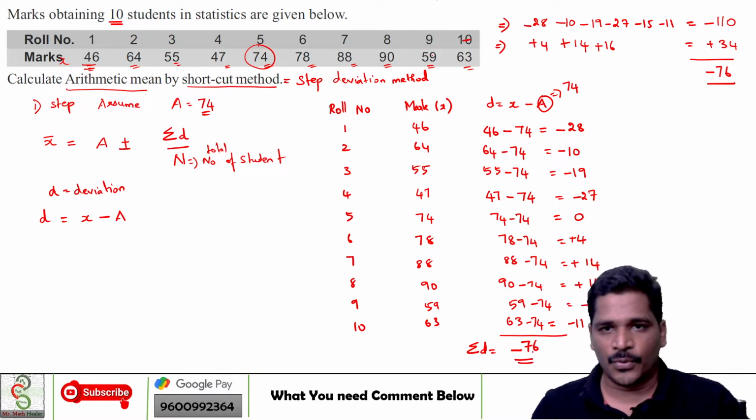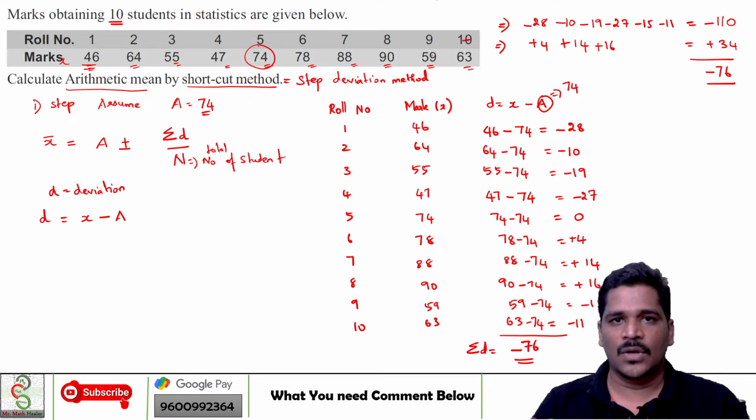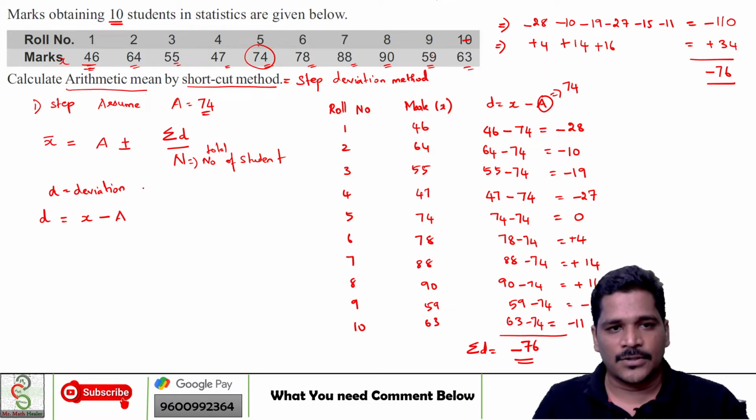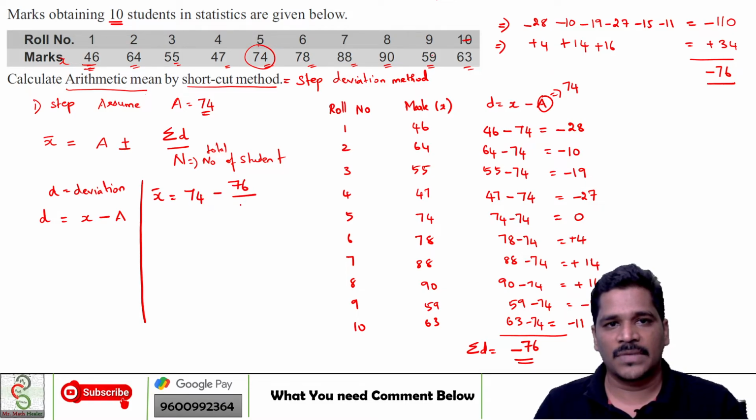I hope it is clear for you right now. So you also do the same thing when you are going to solve this problem. Okay, now I found the summation of d. Now I'm going to apply it in the formula. So what is the formula? x bar is equal to a, what is the a value? It is 74. So here it is a minus sign. Minus 76 divided by the total number of students, which is 10. So the answer will be 74 minus 7.6.